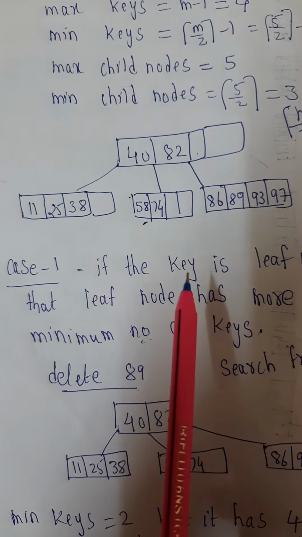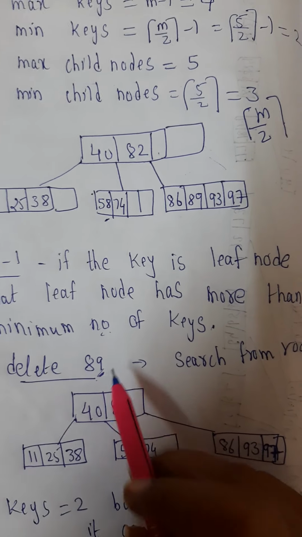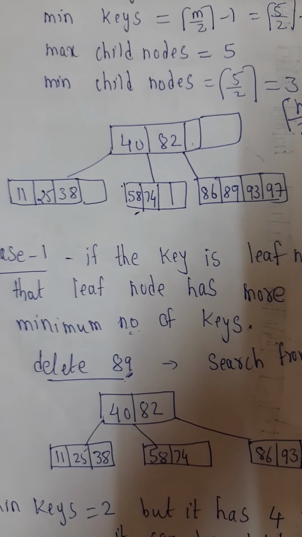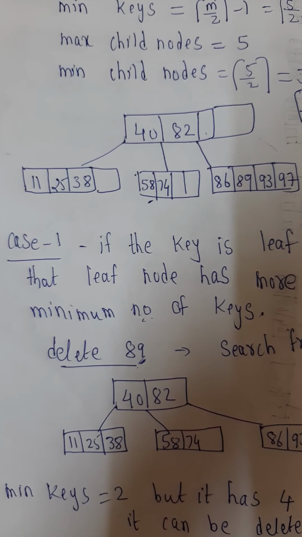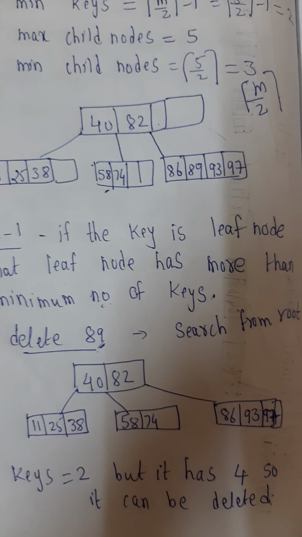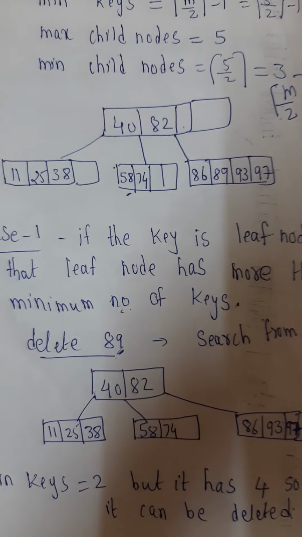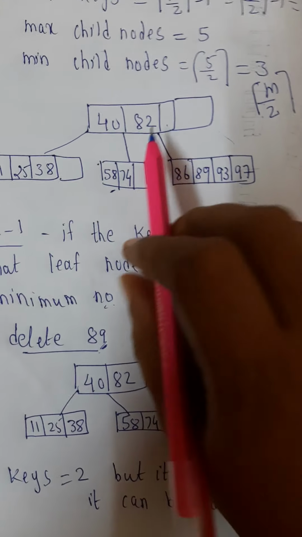First, we will see the case where we want to delete the element 89. When you want to delete an element, we have different cases. It might be a leaf node or it might be an internal node. If it is a leaf node, first we have to check where 89 is, so start by checking where 89 is.